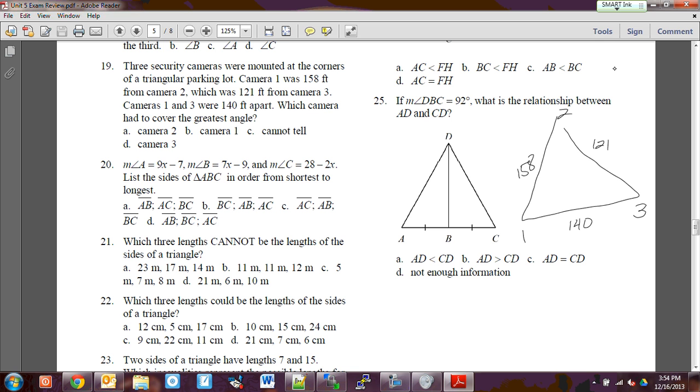So which camera had the greatest angle to cover? Well, again, the greatest angle is opposite the largest side. 158 is the largest side. Camera 3 is opposite that, so the answer is D. All right, the answer is D.